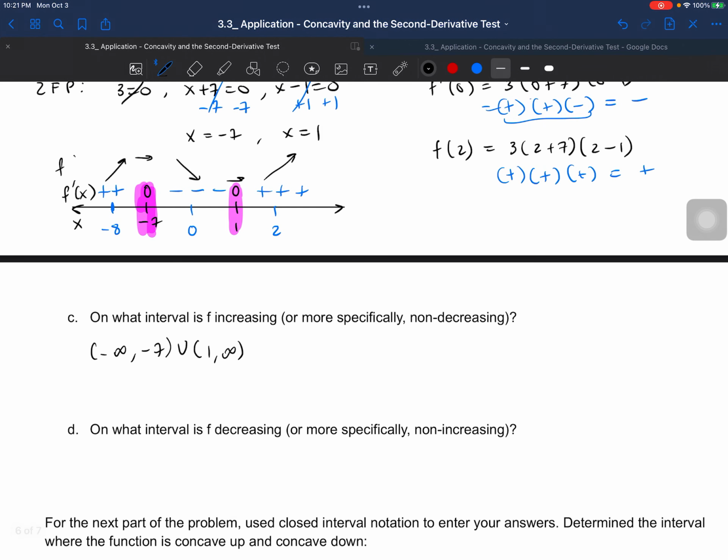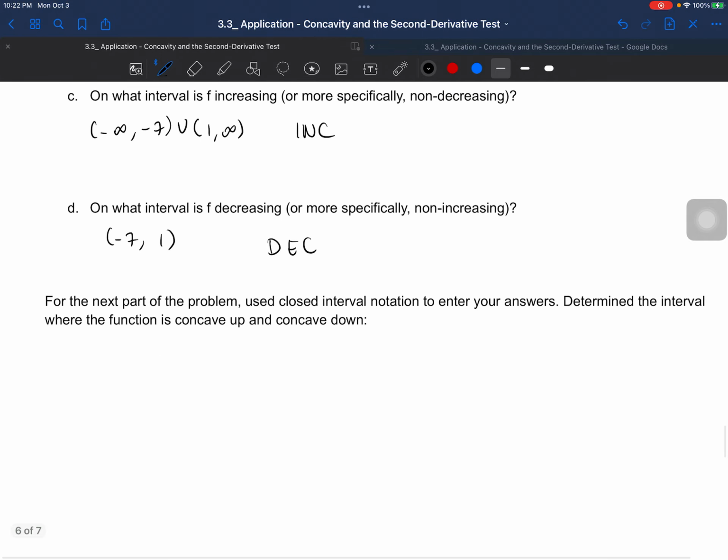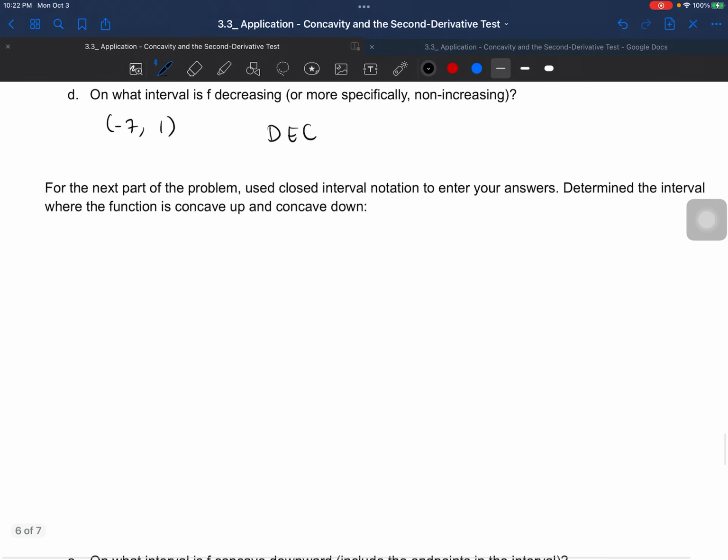All right, so that's where it's increasing. Let's see where it's decreasing. We can see that it's decreasing in between negative 7 and 1. So we have from negative 7 to 1, the function is decreasing. Right, so increasing, decreasing. All right, and there you go, right? So that was a good review from last time.